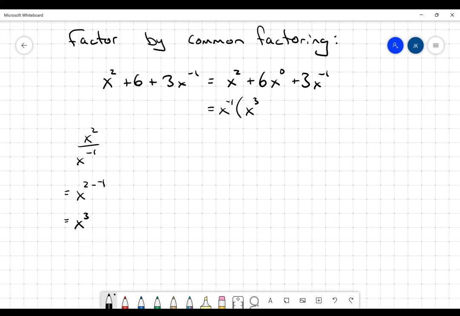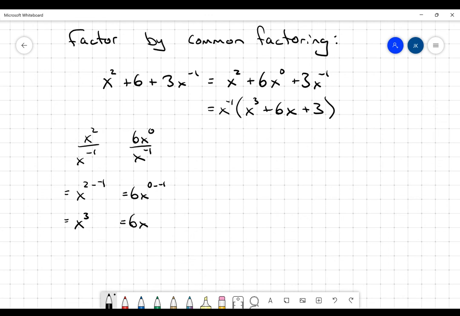In that second term, I've got 6x to the 0 over x to the negative 1. That is going to be 6x to the 0 minus negative 1. And again, that's just going to become addition. So 6x to the 1, so 6x. And then in my last case here, I've pulled out the x to the negative 1, so it's just going to be 3 left over.